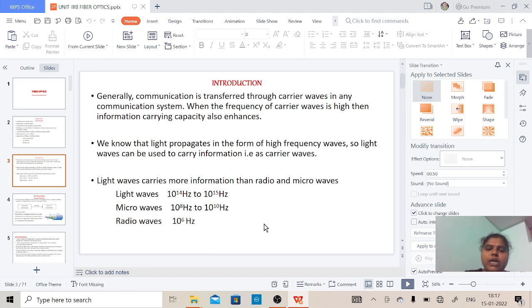We know that light propagates in the form of high frequency waves. So light waves can be used to carry information, that is, as carrier waves. Carrier waves are nothing but waves which carry the information. Light waves carry more information than radio waves and microwaves. The frequencies of light waves, microwaves and radio waves are given here, so the highest capacity is for light waves.